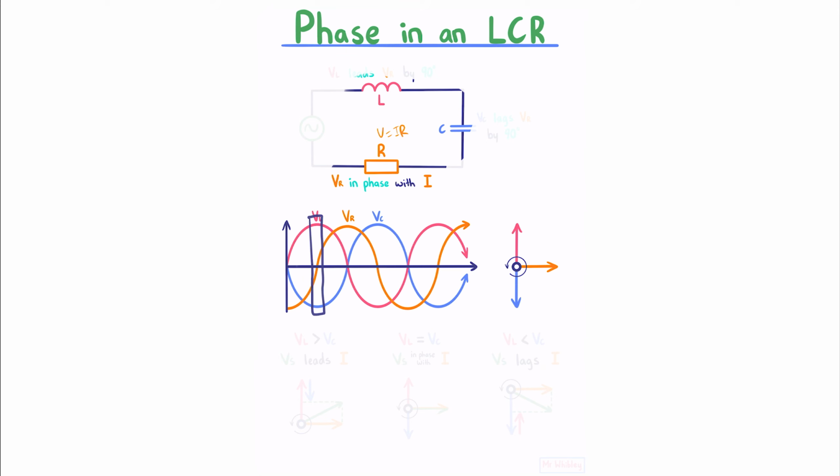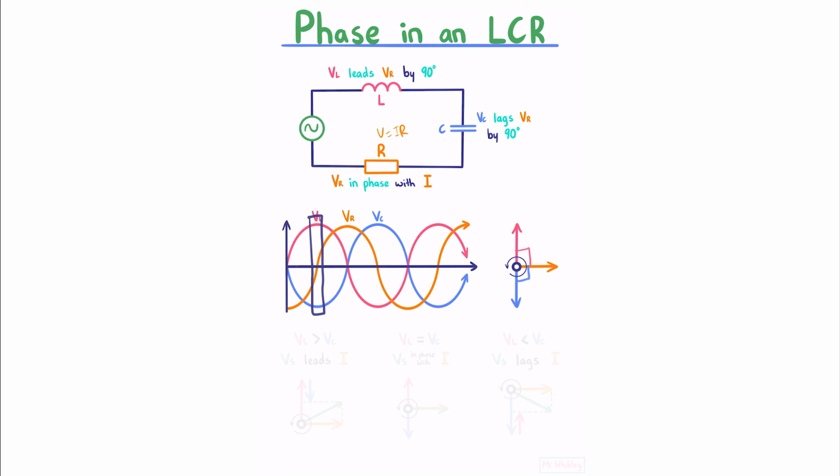What we can see is that our inductor voltage leads the resistor voltage by 90 degrees, and our capacitor voltage lags the resistor voltage by 90 degrees. And now, as discussed in the last page of notes, energy in an LCR circuit is gradually lost to our resistance, and so to keep an LCR going, you need a power supply.